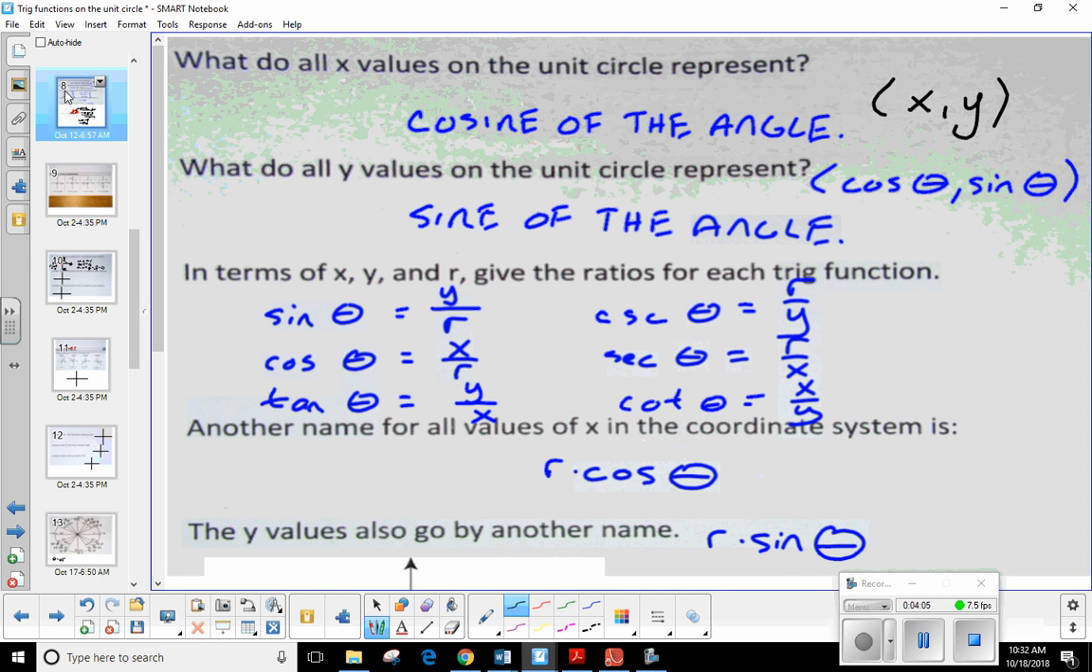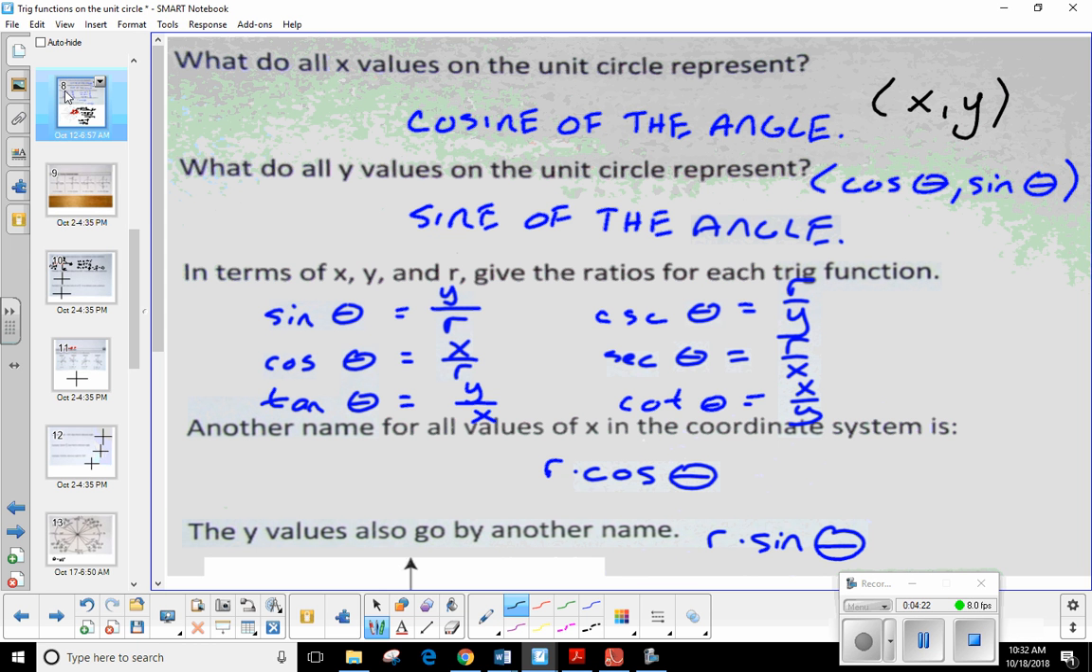Okay, well, here were the ratios we started looking at yesterday. We're going to make a little push away from the opposite, adjacent, and hypotenuse. We want to go ahead and put the ratios in terms of our lengths here. So the vertical length y, the horizontal length x. What's the value of r?